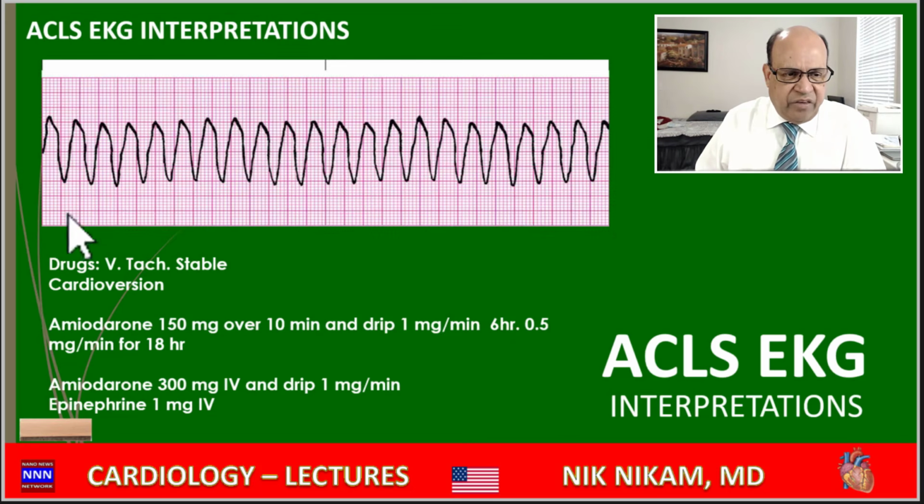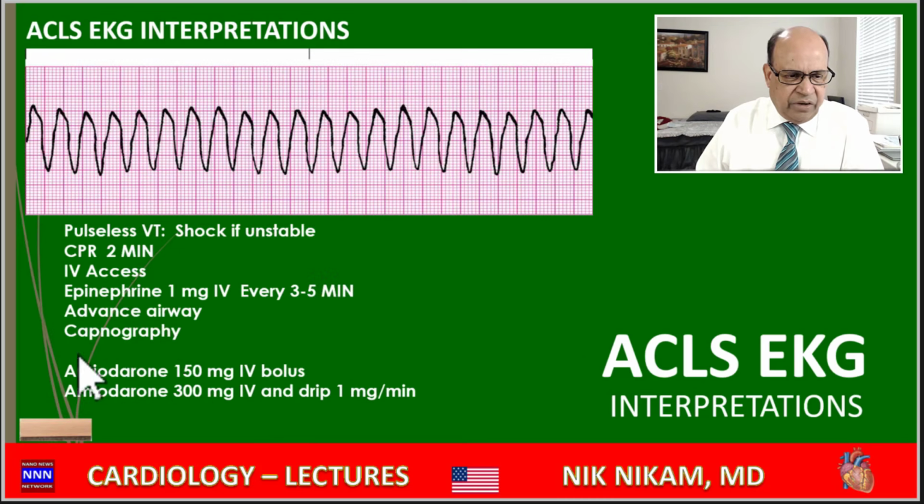Here is another example of a wide QRS tachycardia, which is representative of a ventricular tachycardia, and the treatment is, of course, if the patient is sitting and talking, maybe a cardioversion, or we may have to just shock this patient. If this VT is unstable, then start them on antiarrhythmic drugs at the same time. Same thing we talked about.